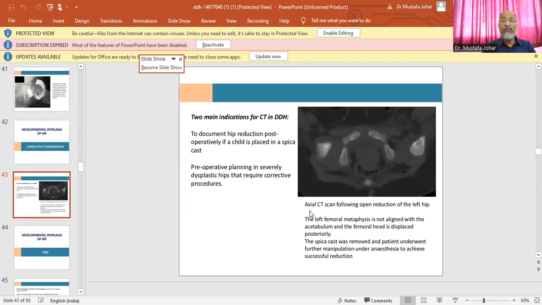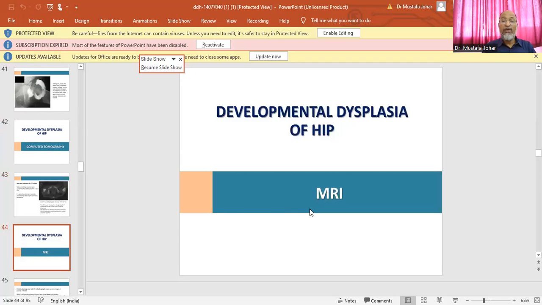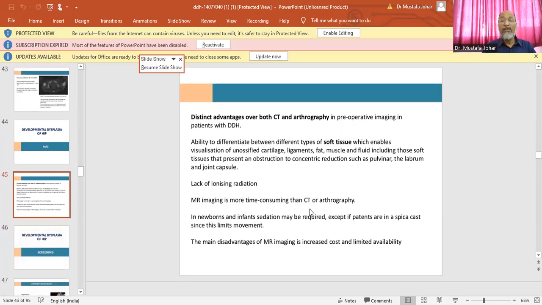Previously, they were not available, but nowadays the CT and the MRI and so many tools are available, and the detection becomes better, and there is a little rise in the incidence rate because of the better detection of the DDH.